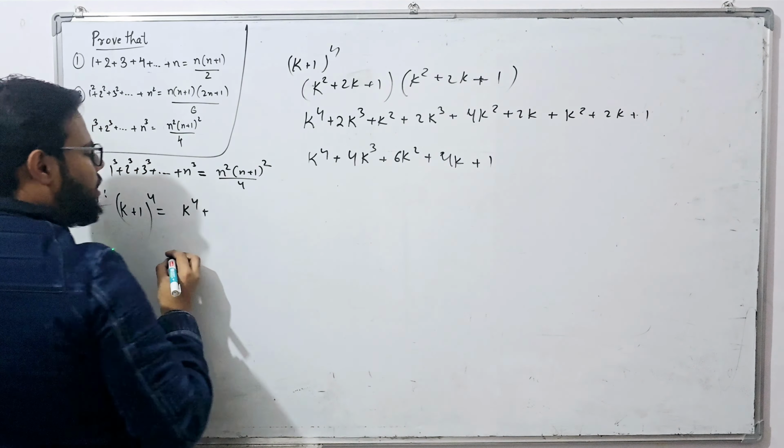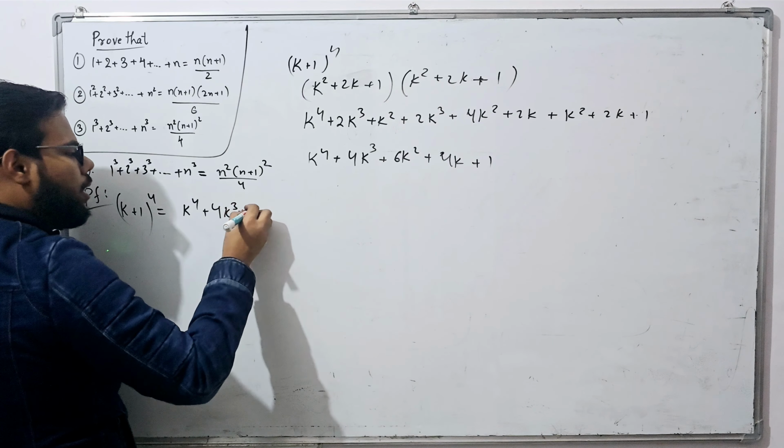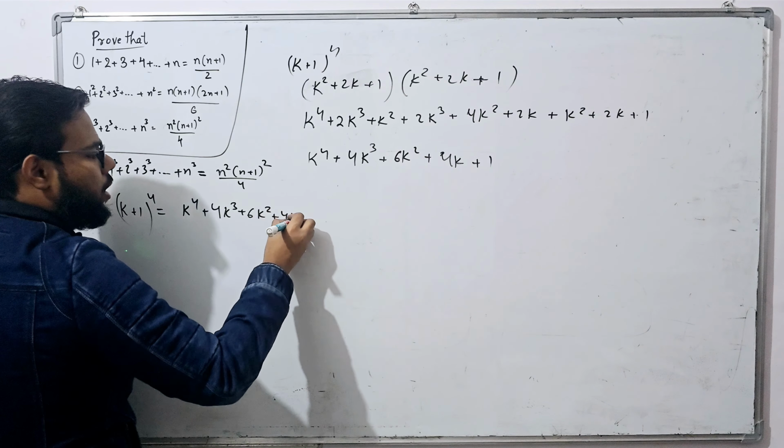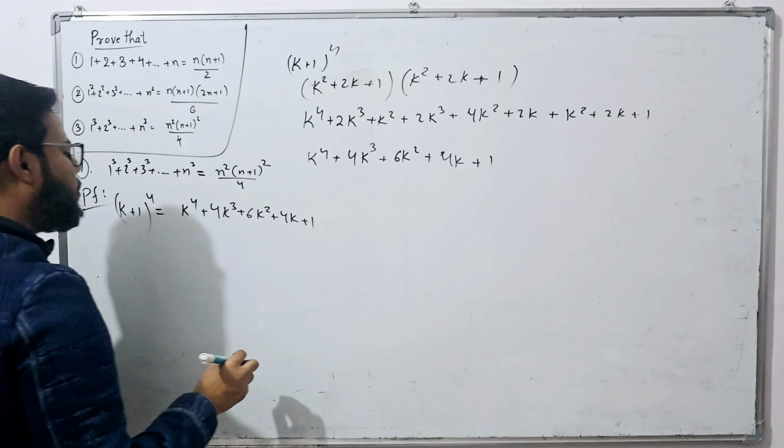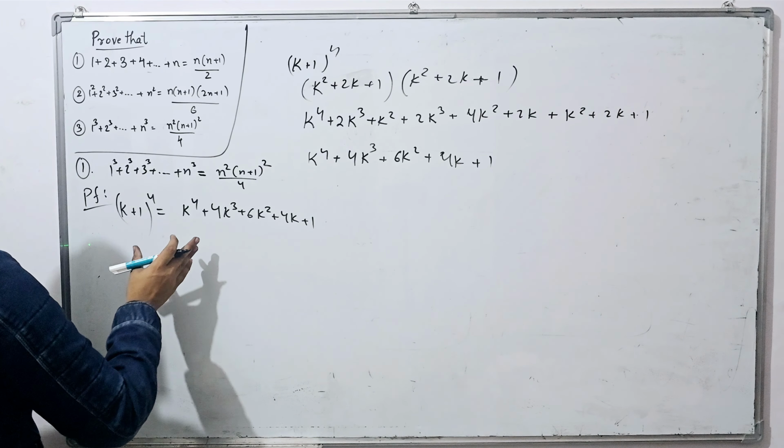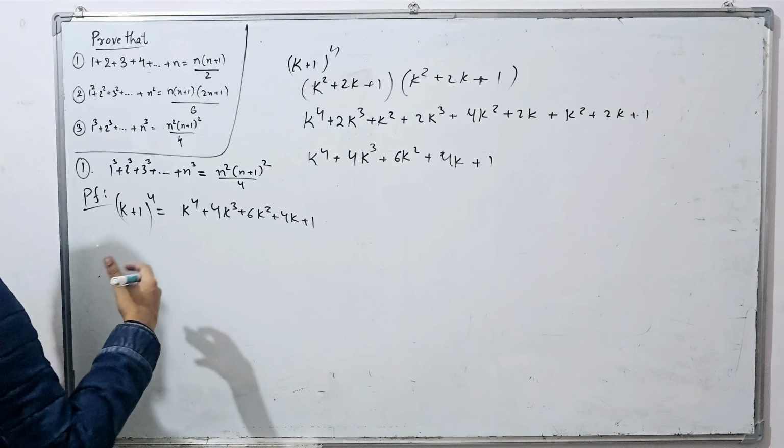So you get this thing plus 6k square plus 4k plus 1, right? Okay, now we will just substitute the values and we will get the result. But before that, (k+1)^4 minus k^4 is equal to 4k cube plus 6k square plus 4k plus 1, right? Now let me erase this and then we will see this one.